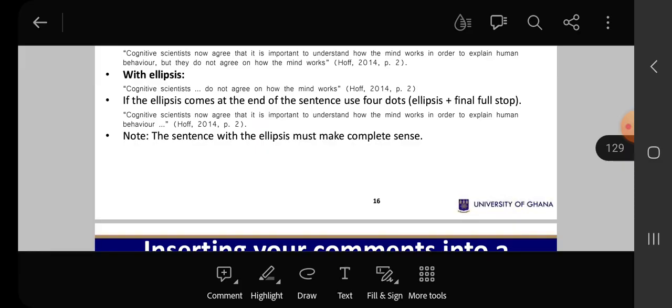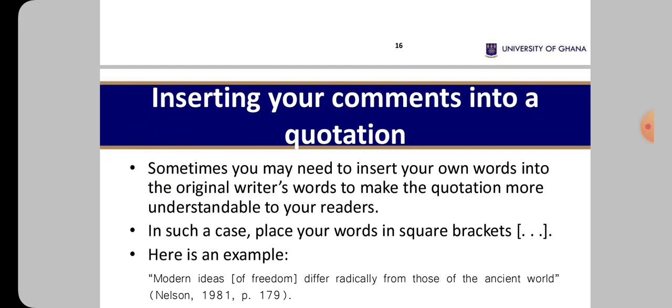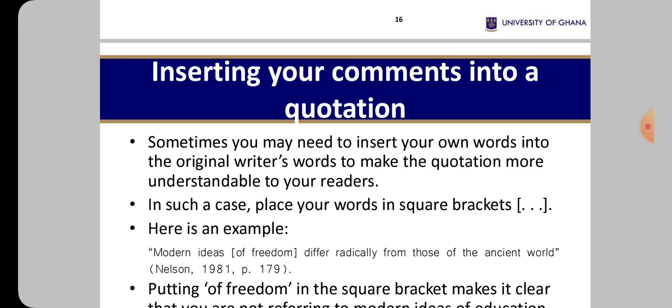So note the sentence with ellipsis must make complete sense. Only if the sentence will make sense is it good to bring the ellipsis. Sometimes they ask you to write 400 words and you want to quote some idea, but if you bring all these ideas, you write more than 400 words, so you use the ellipsis to save some words. Next, inserting your comment in a quotation.